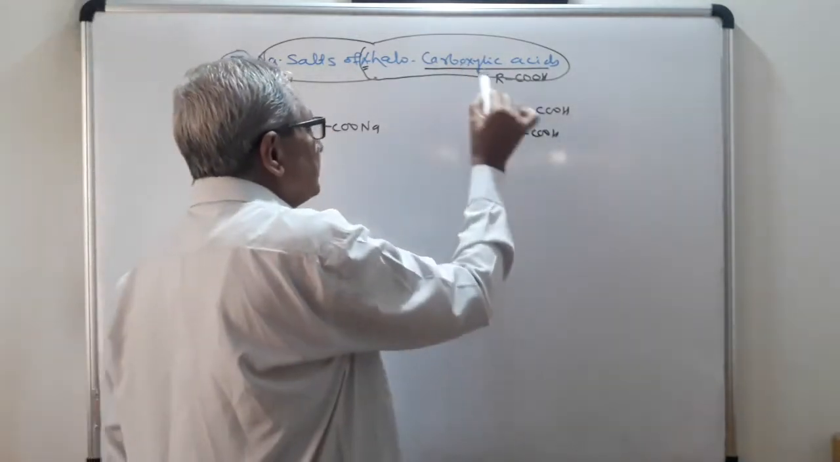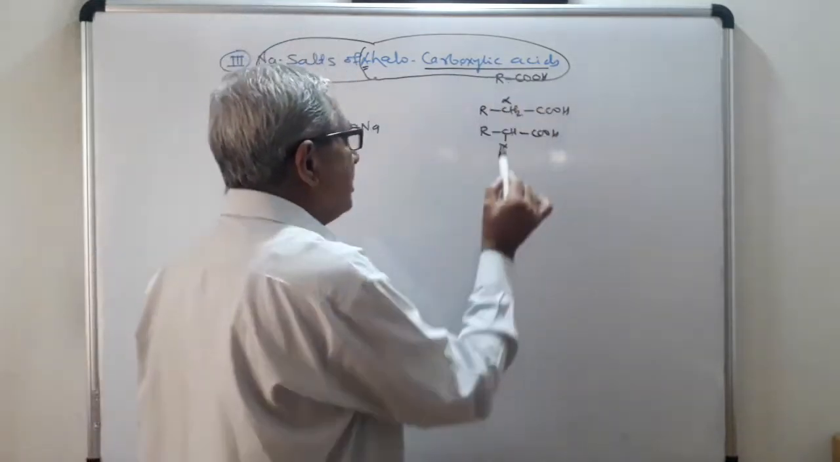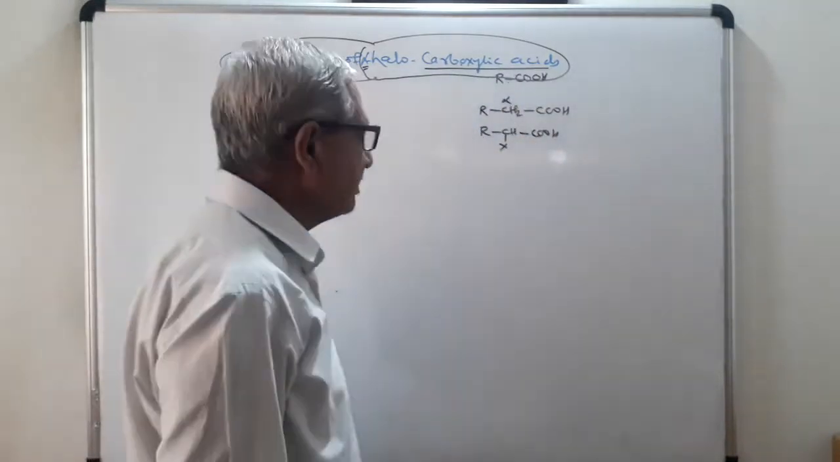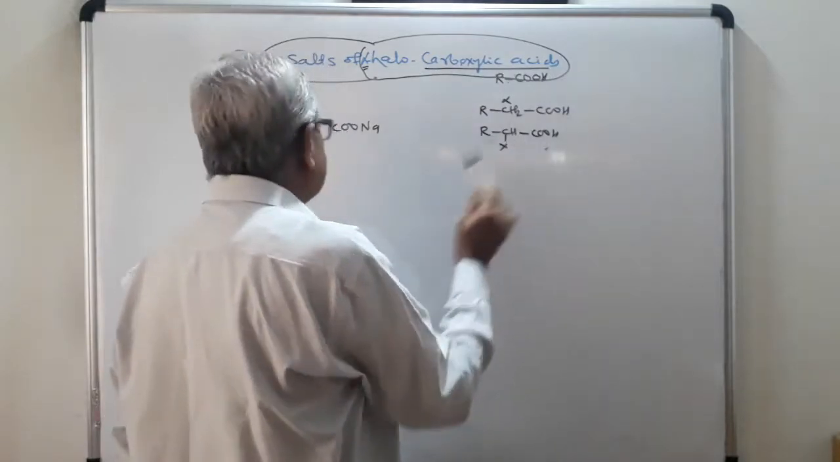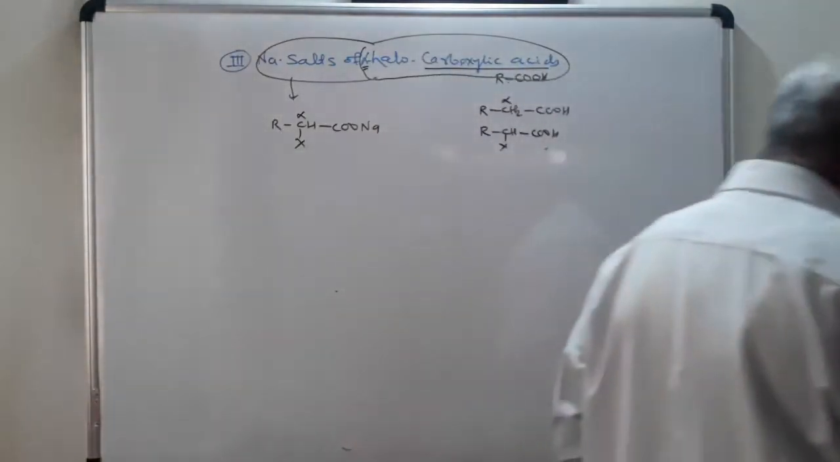First, I explained the term carboxylic acid, RCOOH. It does not indicate the alpha carbon, then you can indicate the alpha carbon. Then alpha halocarboxylic acid, and then sodium salt of alpha halocarboxylic acids.